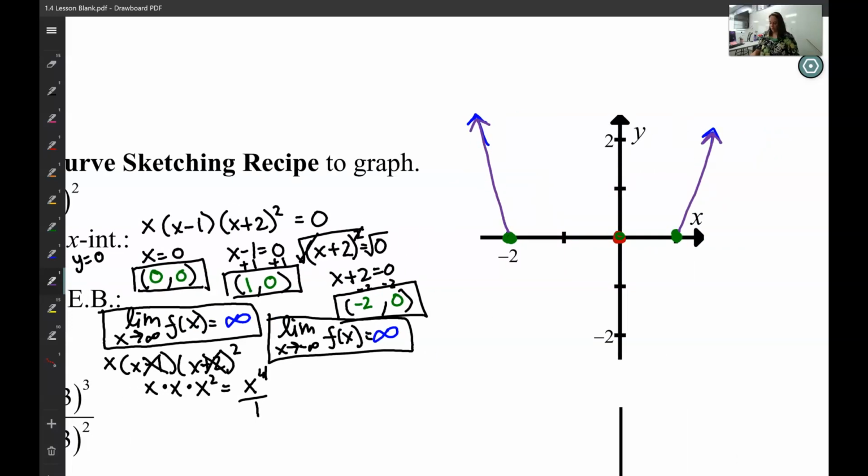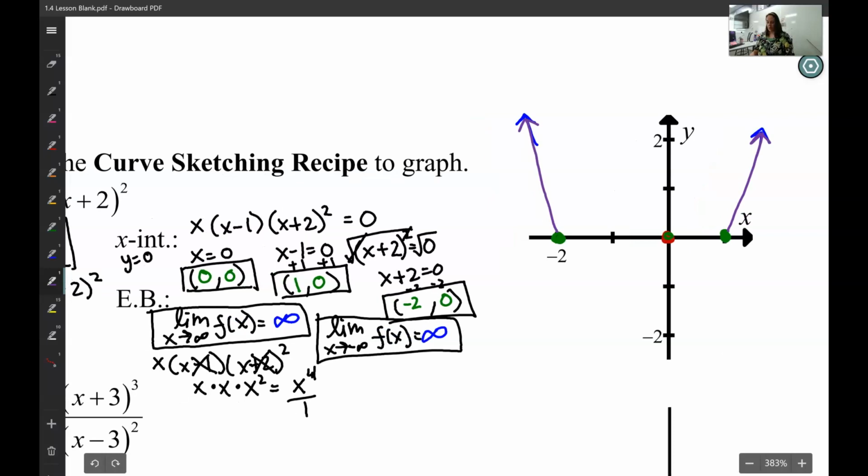Now I'm going to show you the shortcut way and the long way. So shortcut way, I'm going to look at my -2 factor. So that one is right here. Well, this -2 factor is squared. Anytime you have an even exponent on the factor, that means it's going to bounce. So I know, because this is an even exponent, my graph is going to bounce off of it.